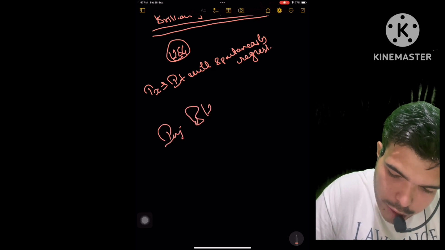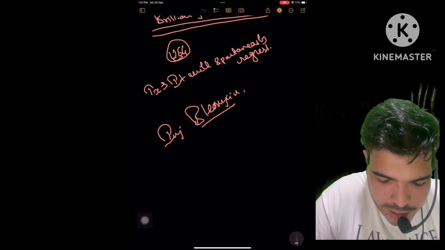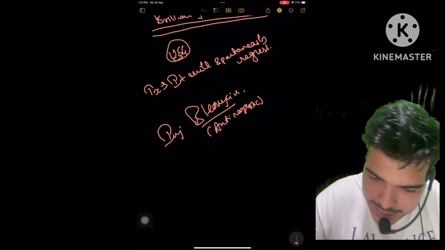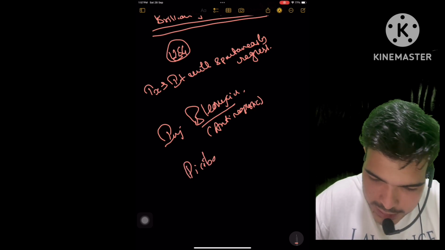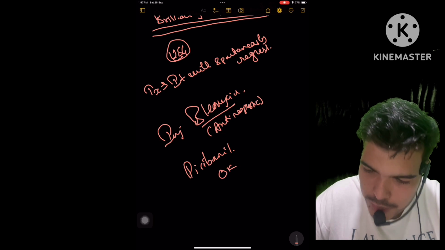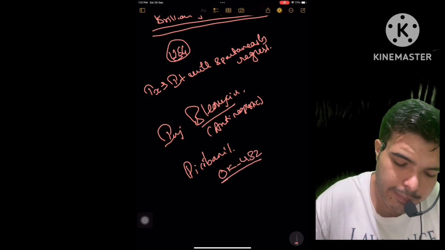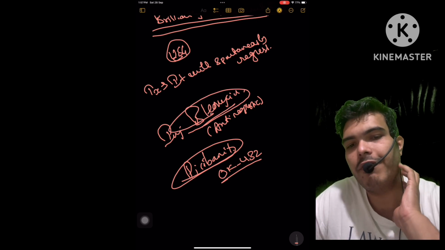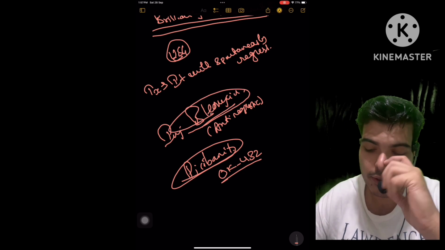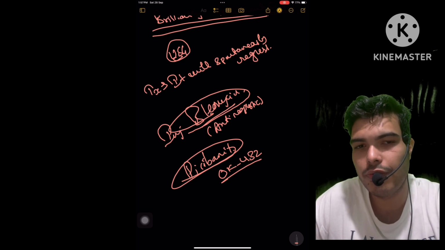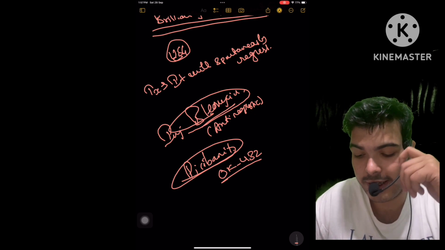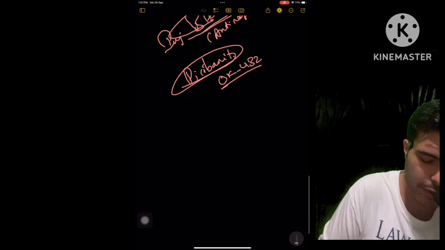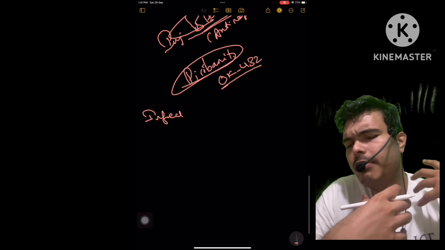Bleomycin, which is actually an anti-neoplastic drug, or you can also go for OK-432, also known as Picibanil. If there is stridor associated because of a very big mass, you have to go for emergency tracheostomy.